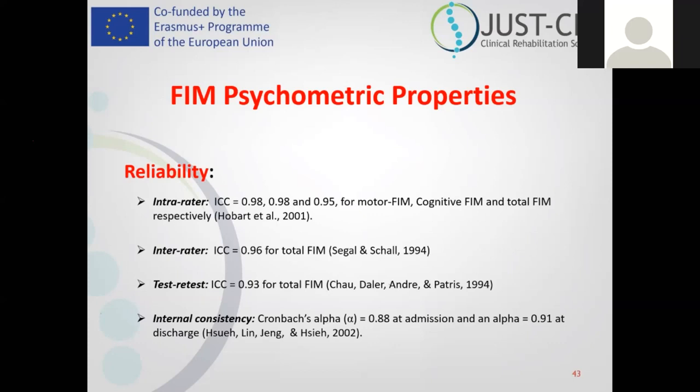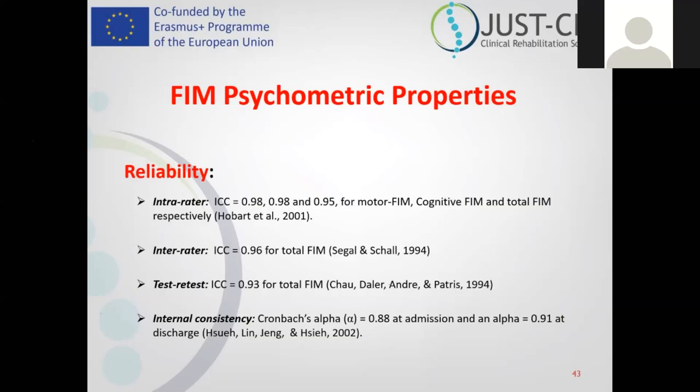Because some studies report the subscores for the motor FIM and the cognitive FIM, and some of them report the reliability for the total score. The last type is internal consistency with a Cronbach alpha of 0.88. Internal consistency means that all items are correlated together, or they do correlate together.